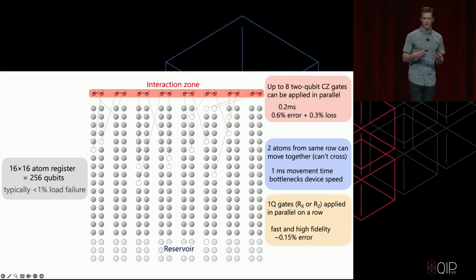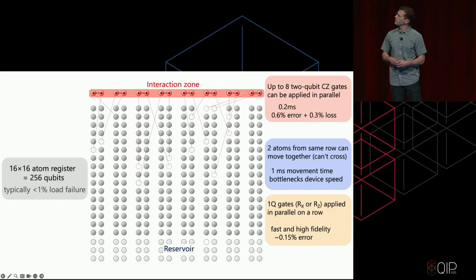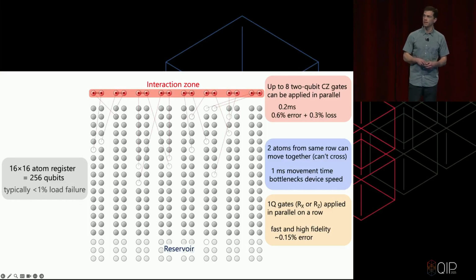So the round trip movement time is like 2 milliseconds, and so CZ gates are about 1/10 that. The speed isn't that important. And the error rate, this is the limiting factor. The error rate is around 6 times 10⁻³ plus you have an additional 0.3% loss. So what do I mean by loss? I mean that one or both of the atoms is gone. It's not trapped anymore.